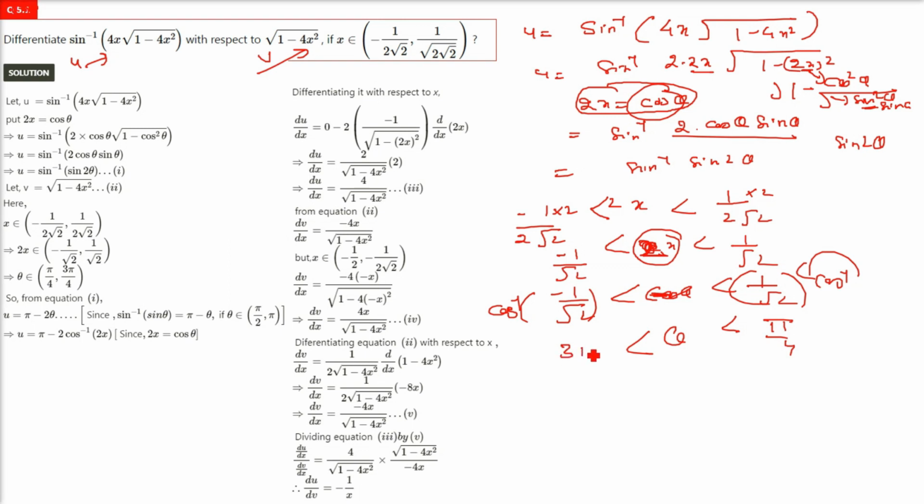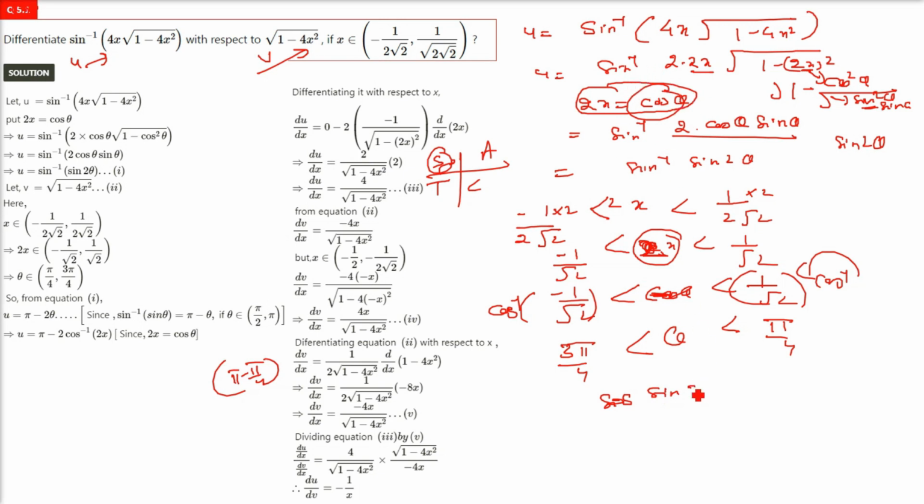So cos inverse of minus 1 by root 2 is 3 pi by 4. It is just pi minus pi by 4 kind of thing. So you have 3 pi by 4, and then on the right you have pi by 4. Pi minus pi by 4 is going to be negative only. So sine and sine inverse.